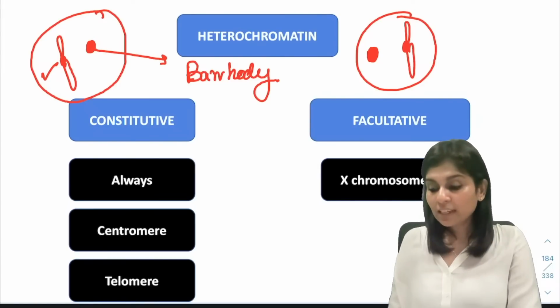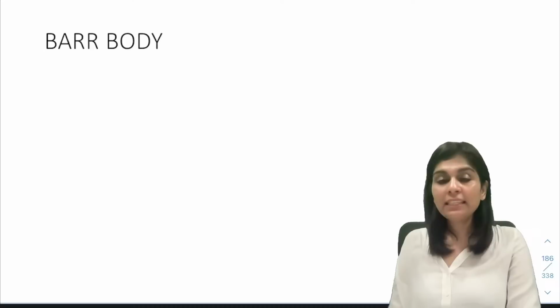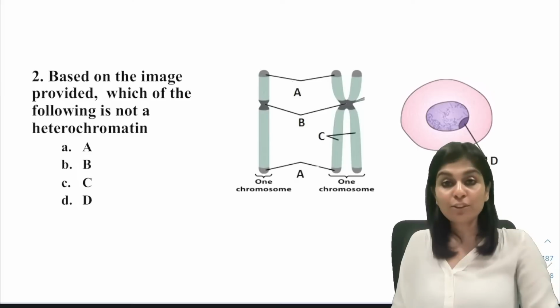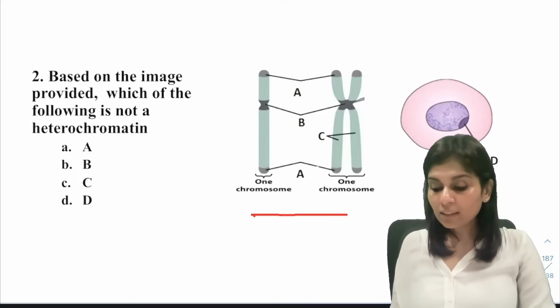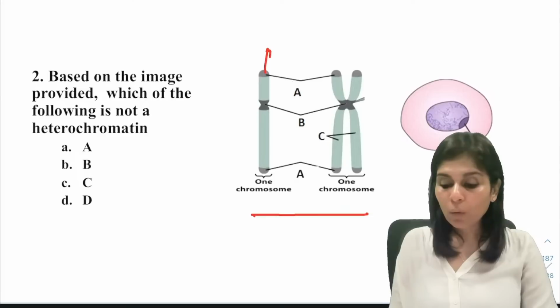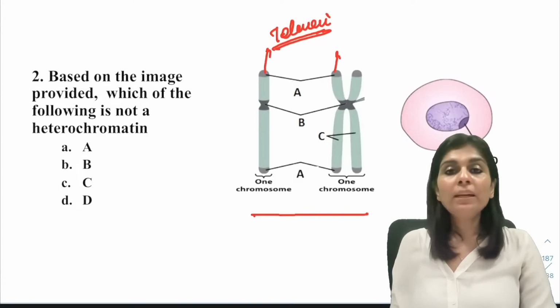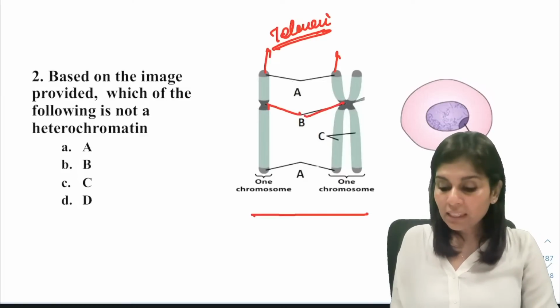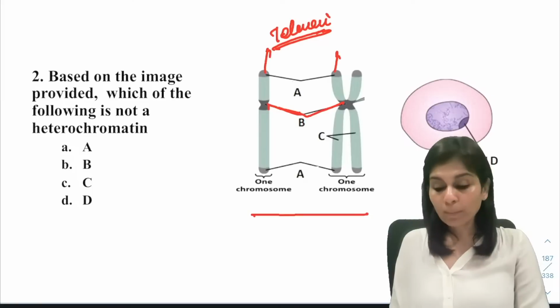Got it? So that's about types of chromatin. So what are the types of chromatin? As I told you, chromatin is of two types, euchromatin and heterochromatin. And look at this image. Tell me about A. What is A? A is the telomeric end. And we know the telomeric end is always heterochromatin. And then B is the centromere, which is always heterochromatin.